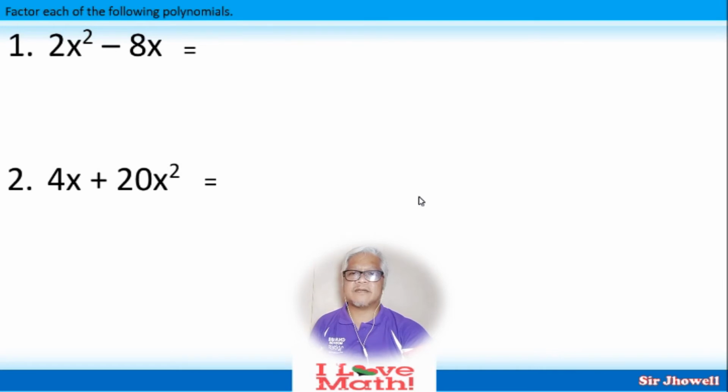Examples. Factor each of the following polynomials: 2x squared minus 8x and 4x plus 20x squared. Unahin natin yung number 1. Look at the given numbers, 2 and 8. So, alamin muna natin yung factors ng 2 and 8. Para sa 2, factors can be obtained through 1 times 2. That's why the factors are 1 and 2.